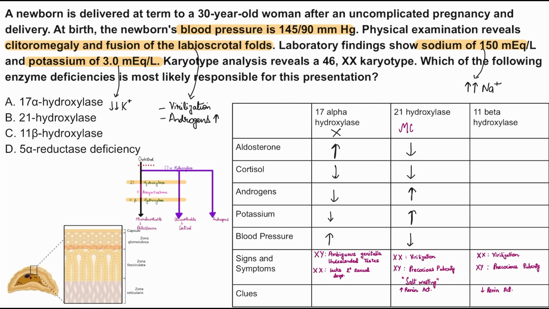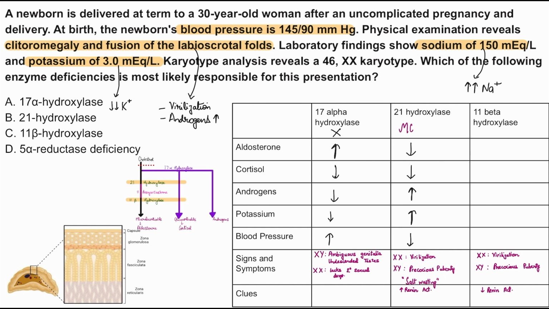So in this scenario, in case of a female, there will be virilization because of so much androgens. And in case of a male, there is going to be precocious puberty. So they'll get puberty faster, right? So we are dealing with precocious puberty in this case. And there could be salt wasting.